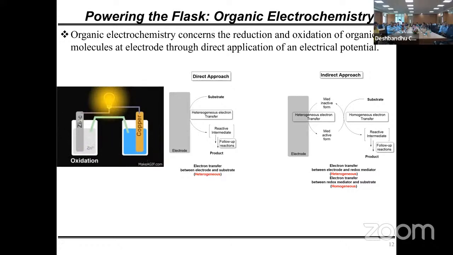But the indirect approach is more correlated with photoredox catalysis, where a mediator exchanges its electron with the electrode to generate the active form. This mediator then transfers an electron to the substrate by homogeneous electron transfer to give the reactive intermediate, and finally the follow-up reaction gives you the products. So chemists, according to their needs, have utilized these direct and indirect approaches to synthesize novel chemistry.